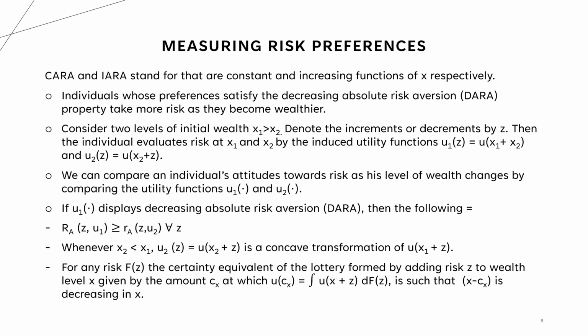This slide introduces different types of risk aversion: constant, decreasing, and increasing absolute risk aversion. The Arrow-Pratt measure helps categorize individuals based on their risk behavior as wealth changes. So if a person's risk aversion decreases with increasing wealth, we say they exhibit decreasing absolute risk aversion. If it stays constant, they display constant absolute risk aversion. And if it increases, they show increasing absolute risk aversion.